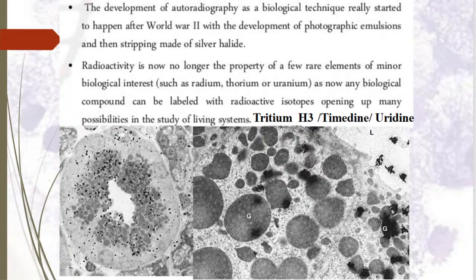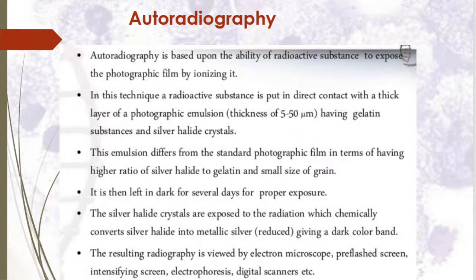As a result, we see tracks. These are black spots at different magnifications. This is an area where thymidine accumulates. This is a granule, maybe where uridine accumulates, and it shows the level of protein biosynthesis. Autoradiography is based upon the ability of radioactive substances to expose photographic film by ionizing it.